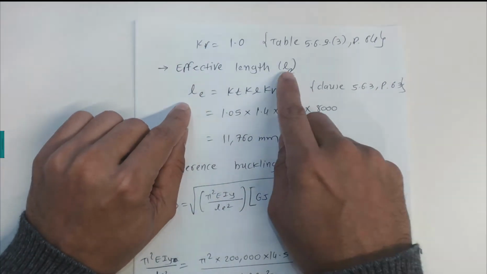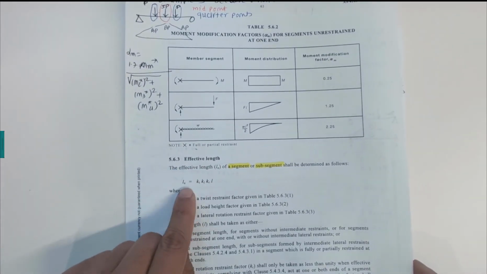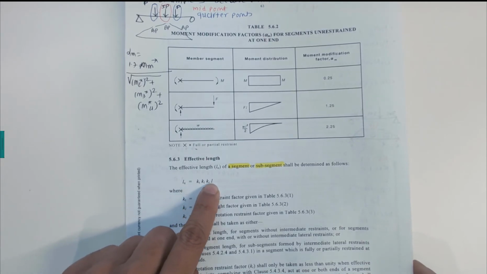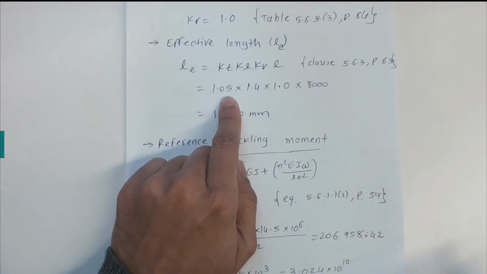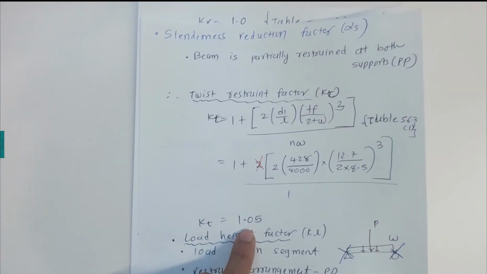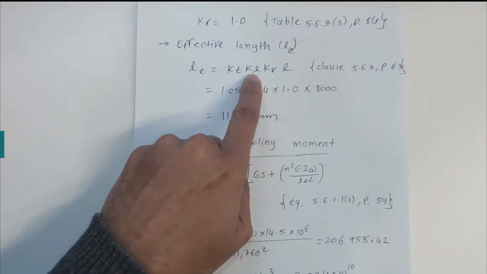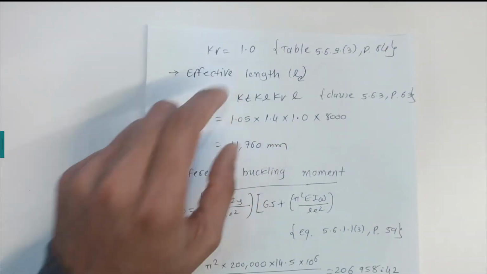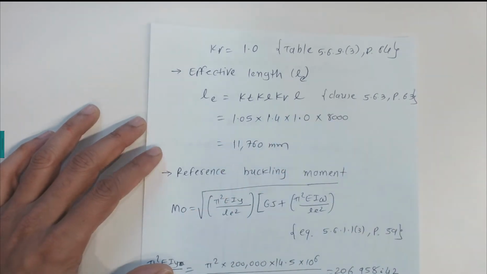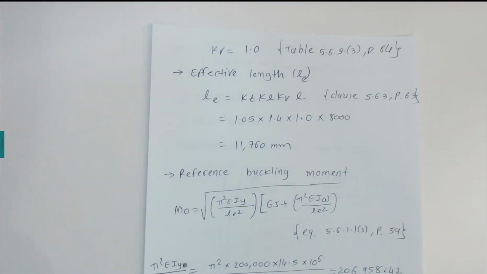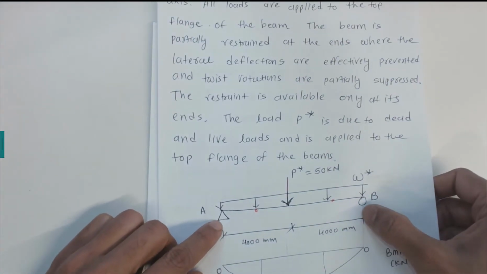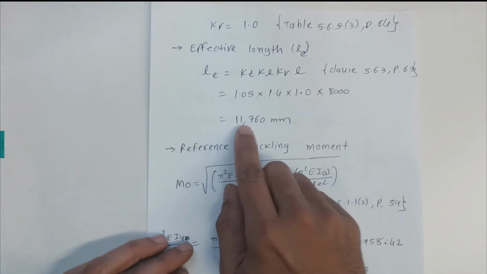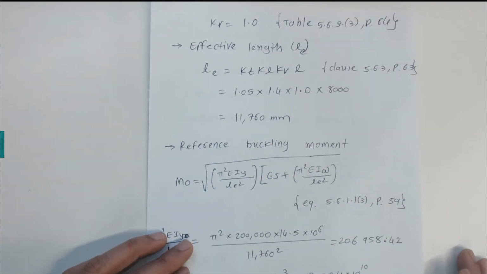Now for the effective length Le, we have an equation on page number 63. Effective length Le is equal to Kt, Kl, Kr and L. Now we have found all the factors. Kt we just found, the twist rotation factor in the previous step, is 1.05. Kl, the load height factor, is 1.4, and Kr, the lateral rotation restraint factor, we found just here, is 1. Substituting all these values, length L is 8,000 millimeters, given in the question as the distance between the two supports, and the multiplication gives 11,760 millimeters.